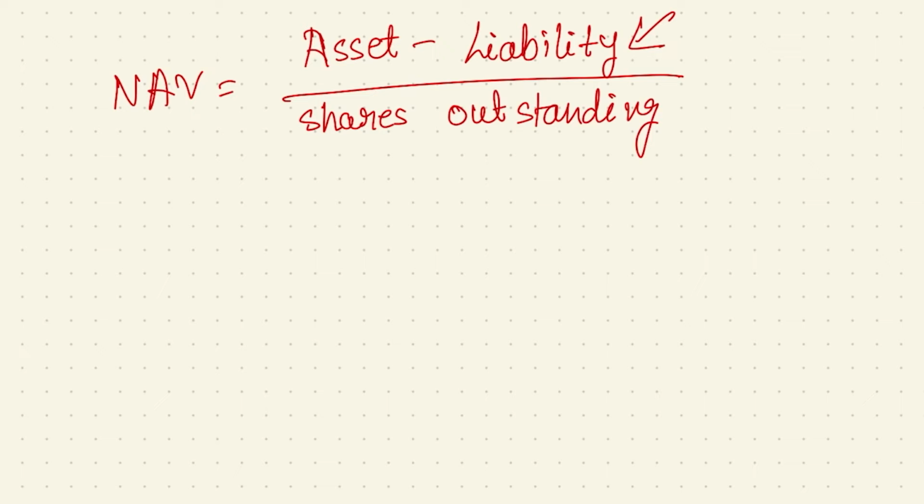Expense will come into your liability. Expense will be part of your liability leg, because it is your payable. If your liability is not calculated correctly, then your total net asset will not be correct, hence your NAV won't be correct.